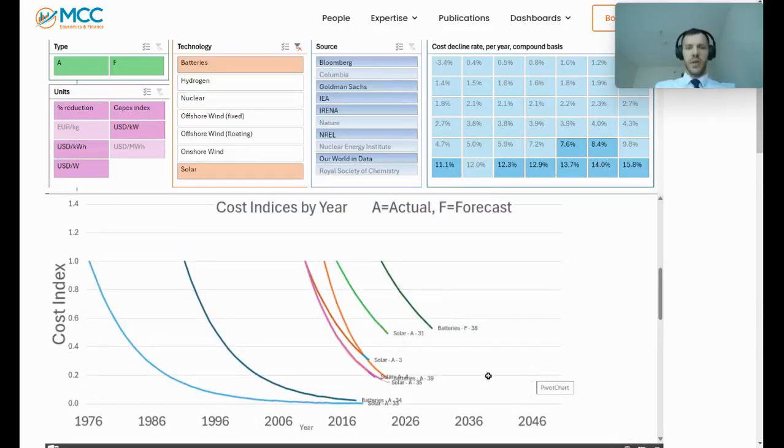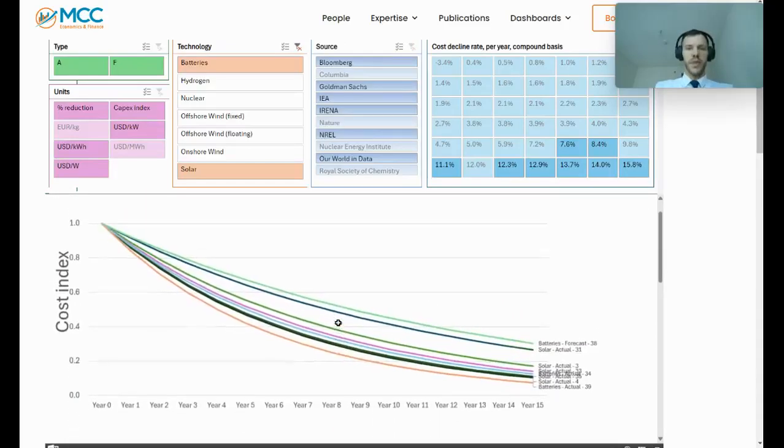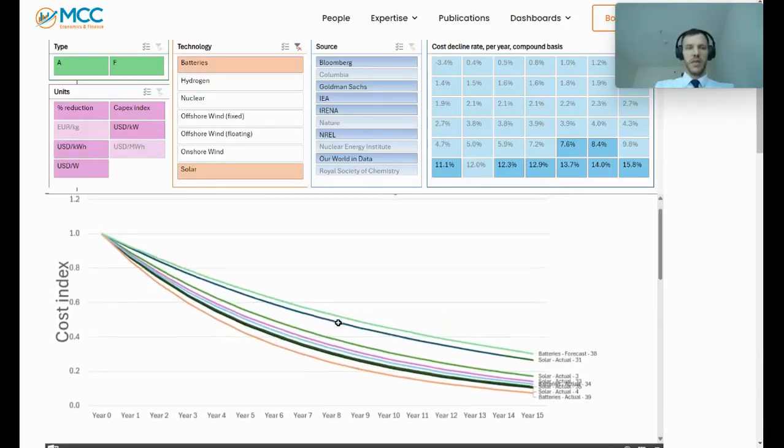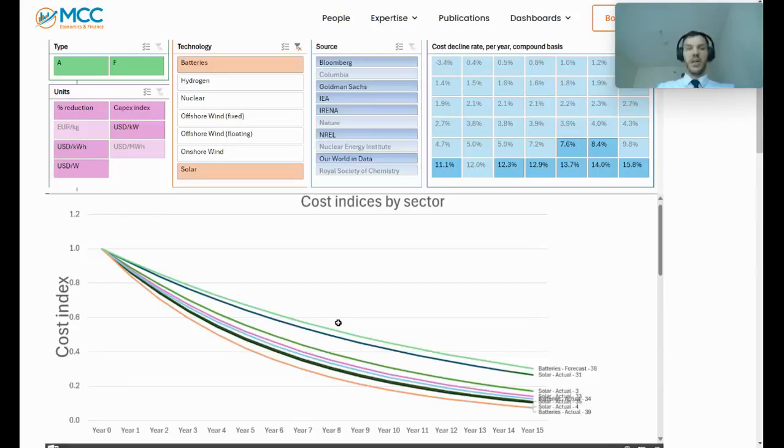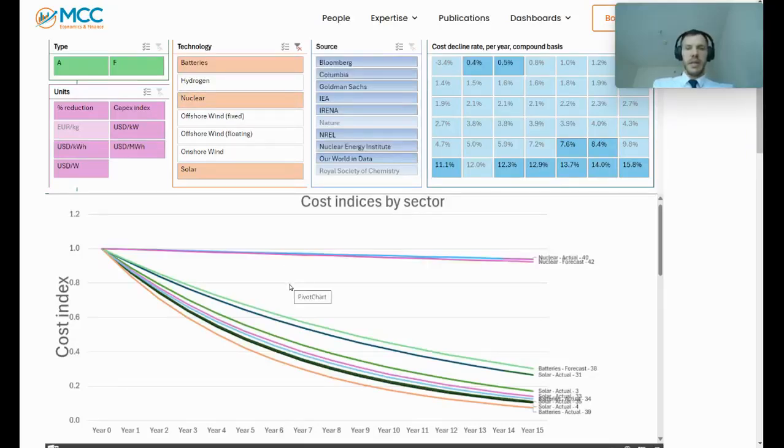You can see some of the forecasts coming in here for batteries and some of the actuals for solar, and the dates that the data related to. And graphically, you can see on the first chart again what an index would look like going forward. So information like this is very useful for financial modeling, forecasting, contracts for difference, competition assessments between the technologies, and so on.